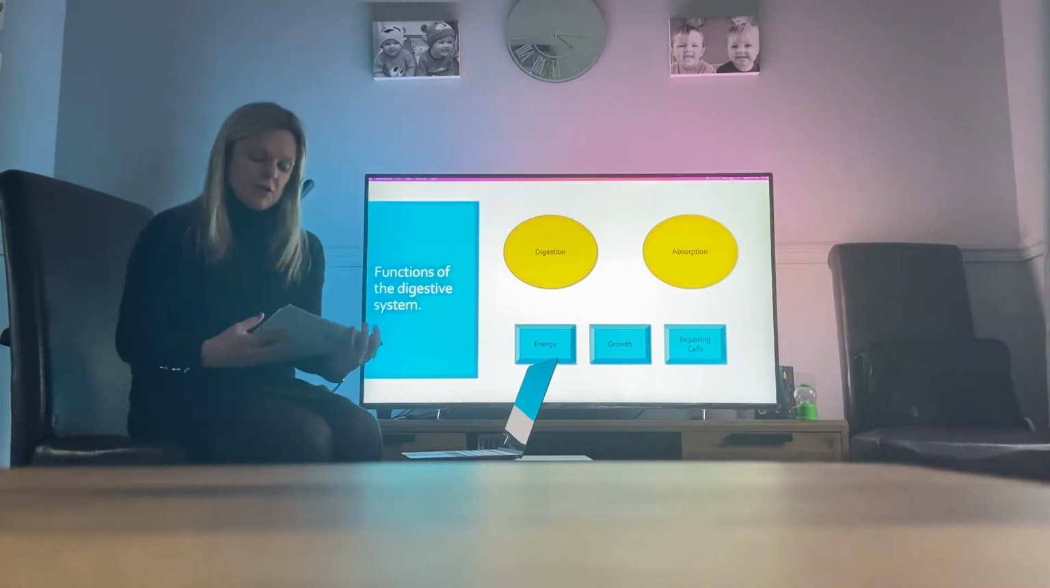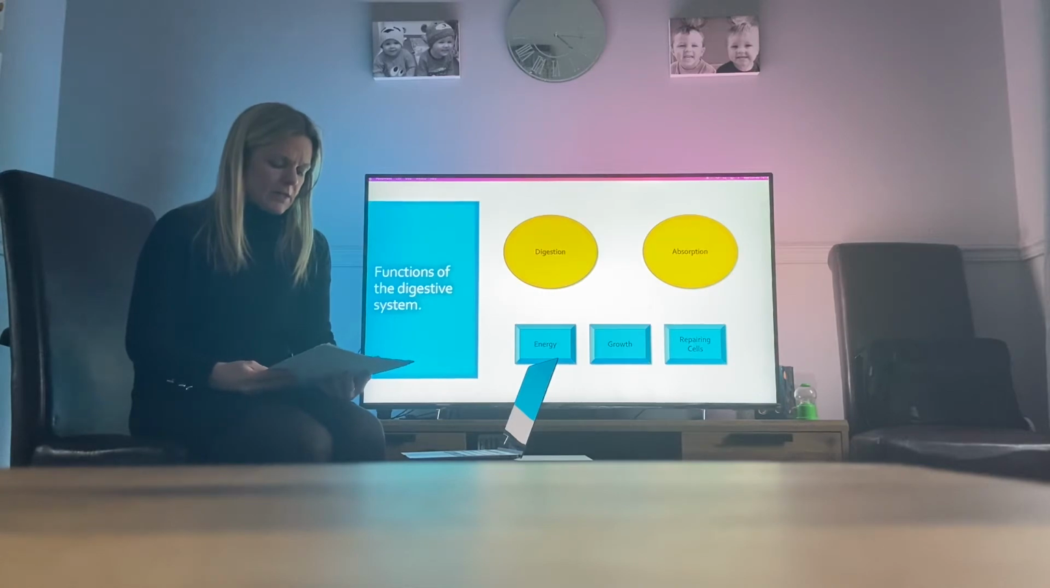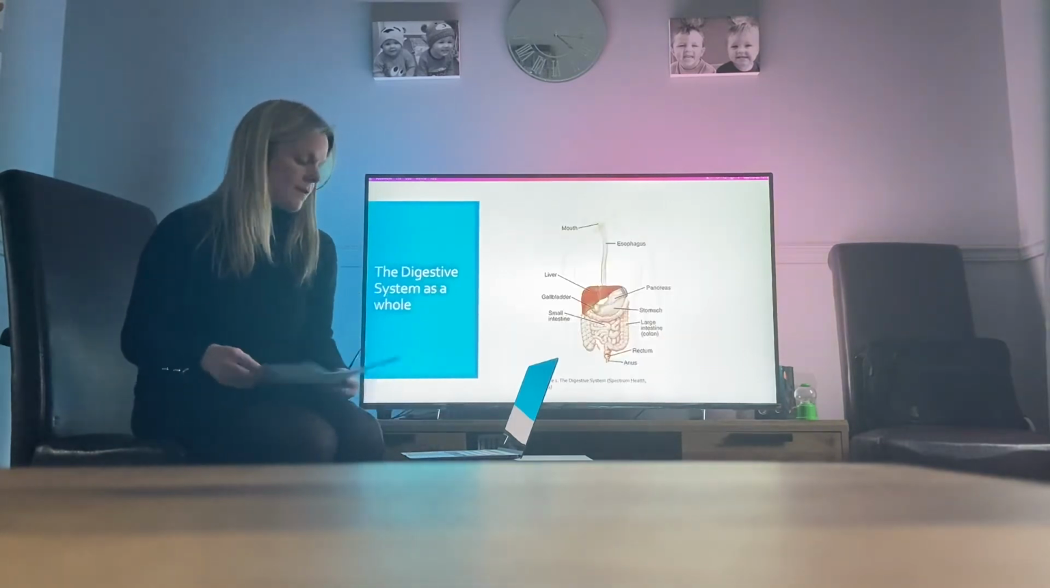The main functions of the digestive system are digestion and absorption. It breaks down and absorbs nutrients from foods and liquids that you consume to use for important things such as energy, growth and repairing cells.